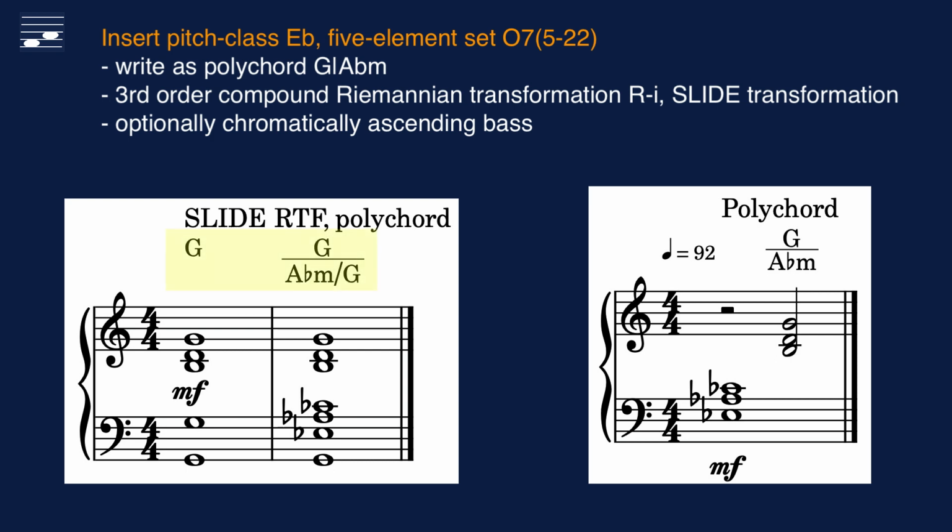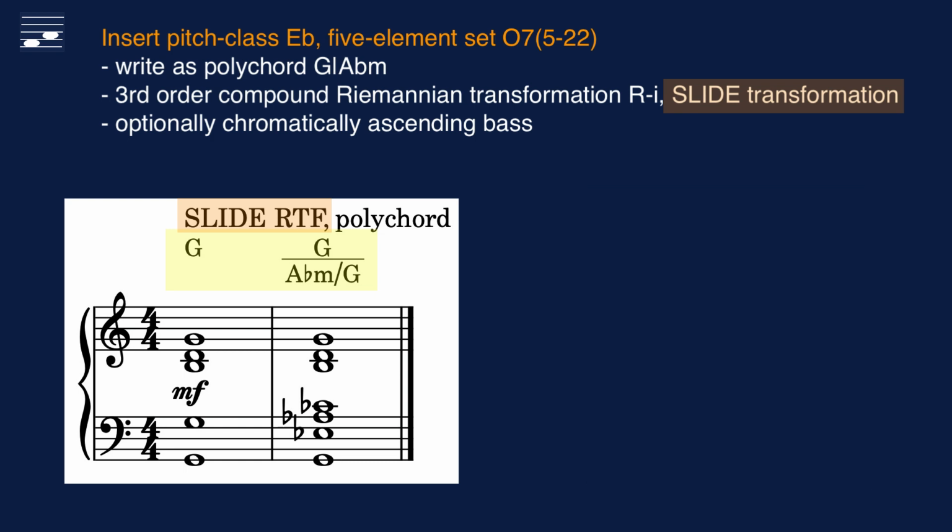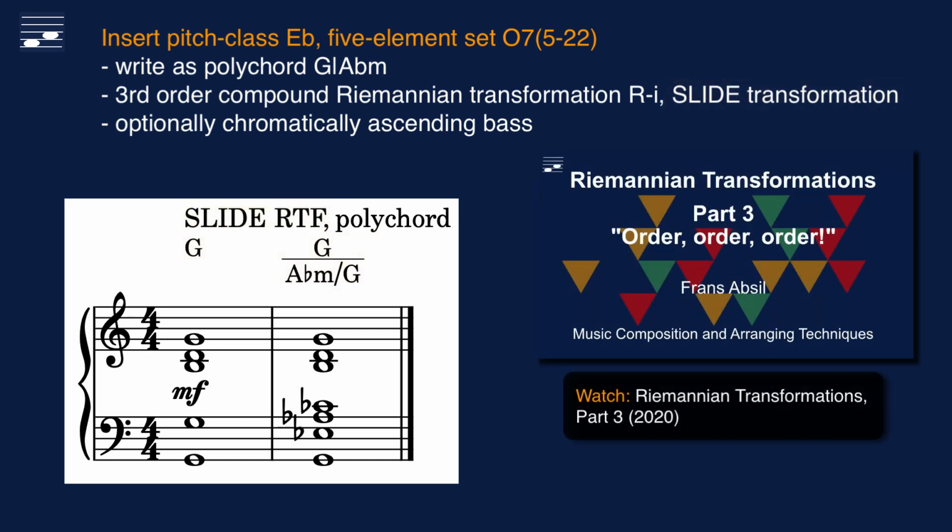We may interpret this as a compound third-order Riemannian transformation called the slide transformation. As the chord root moves up a semitone and the chord type changes from major to minor, the chordal function 3, the pitch B, has become the minor 3, the enharmonically equivalent C flat. Watch this tutorial for more on third order compound triad transformations.